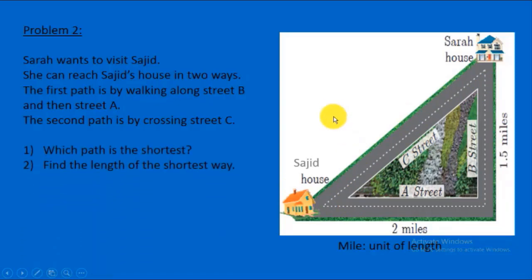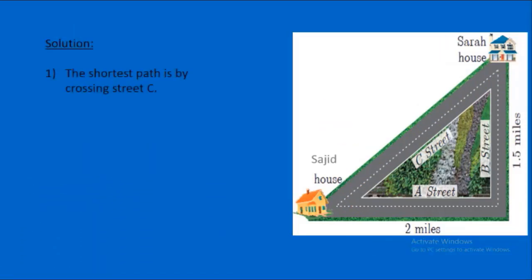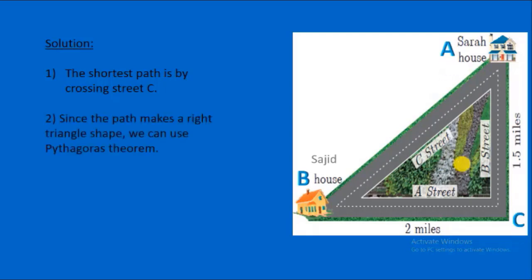Which path is the shortest? Solution. The shortest path is by crossing Street C. It's clear that crossing Street C is the shortest path. Number 2. Since the path is making a right triangle shape, then we can use Pythagoras theorem. Let's name this triangle ABC.